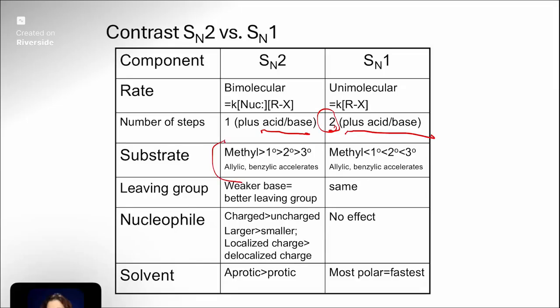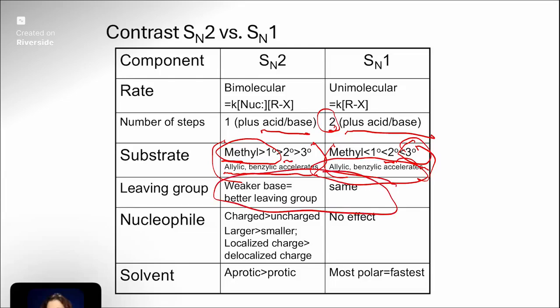The substrate effect is exactly opposite for substitution between SN2 and SN1, with methyl and primary reacting exclusively by SN2, tertiaries reacting exclusively by SN1, and secondaries reacting by either one depending on reaction conditions. And then allylic and benzylic slightly accelerates SN2 reactions, but greatly accelerates SN1 reaction rates.